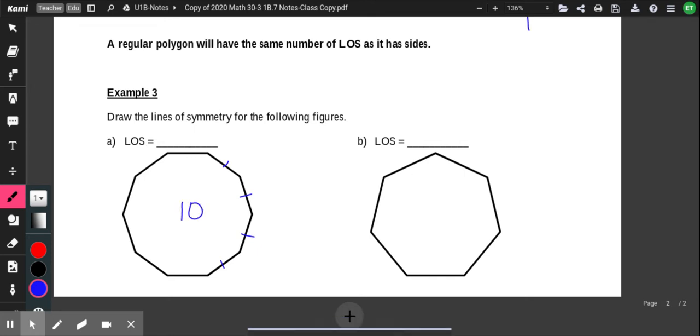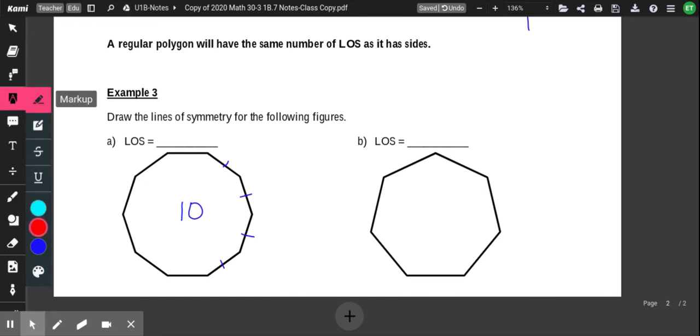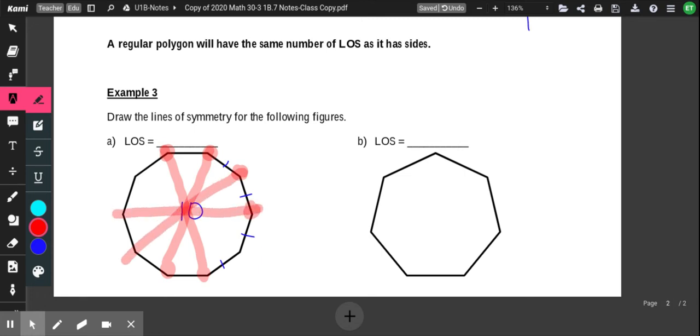This guy's got 10 sides. So it's an even number. If it's an even number, that's where we can take and go corner to opposite corner. Those are going to be lines of symmetry. Corner to opposite corner. Corner to opposite corner. Okay? Corner to opposite corner.